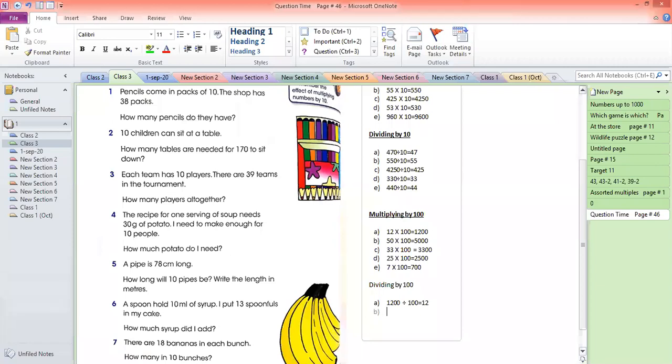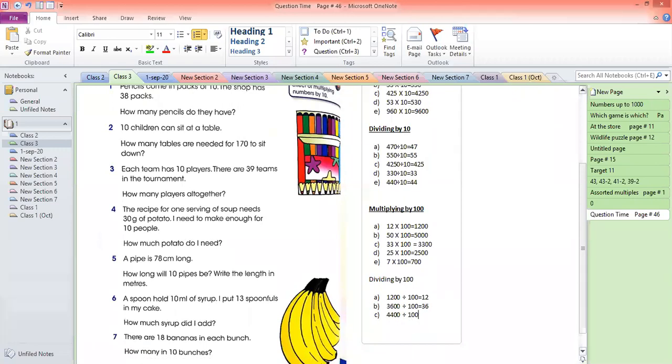One more example, let's suppose this is 3600 and you divide it by 100. 3600 divided by 100, you will write 3600 first, but because in 100 there are 2 zeros, remove 2 zeros. It will be 36. 4400 divided by 100 equals to, you write 4400, but remove these 2 zeros, as there are 2 zeros in 100. The answer will be 44.